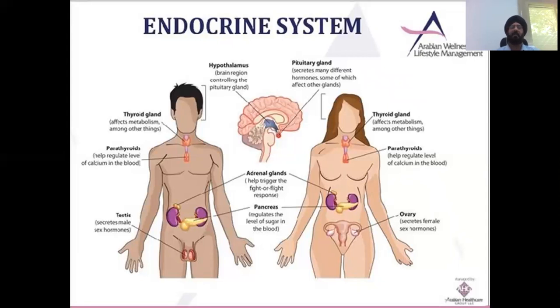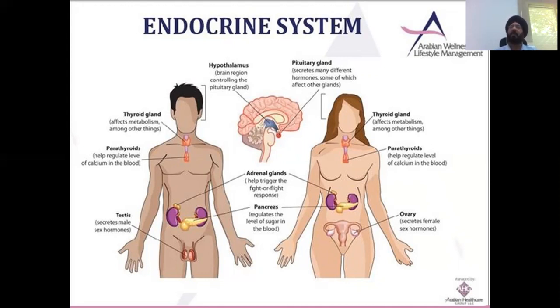Next comes the adrenal gland, which is located on top of the kidney, as an ad hoc, which is responsible for regulating heart rate, regulating your respiratory rate, regulating your blood pressure.